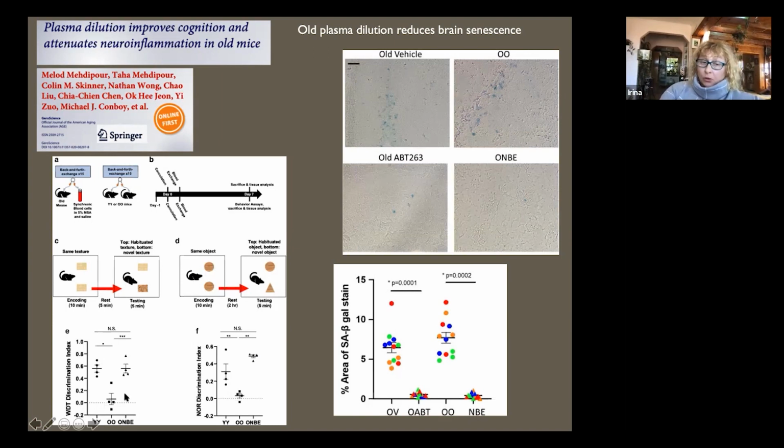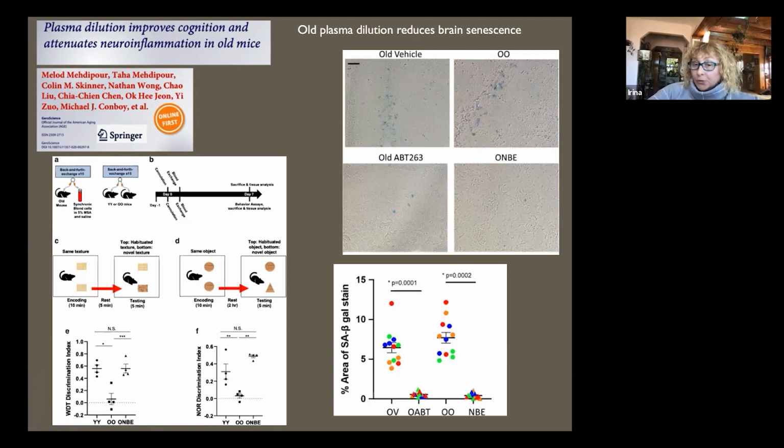So by this parameter, by these cognitive parameters, single procedure of neutral blood exchange rejuvenated cognition. So now again, as you can see, old animals are not different from young animals, and they are very different from control old animals that did not have this procedure.